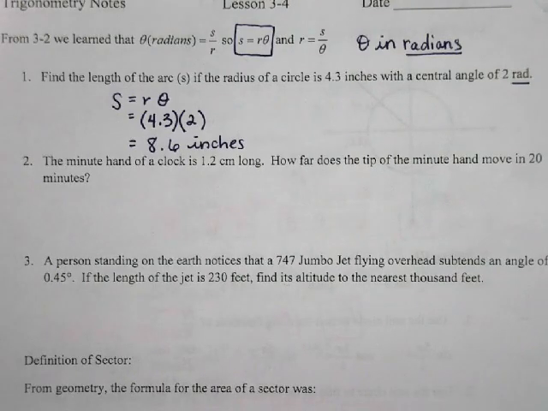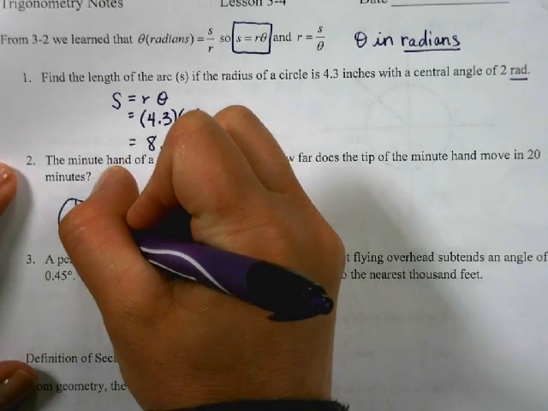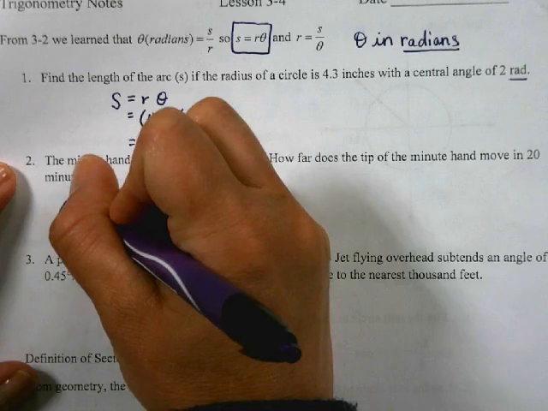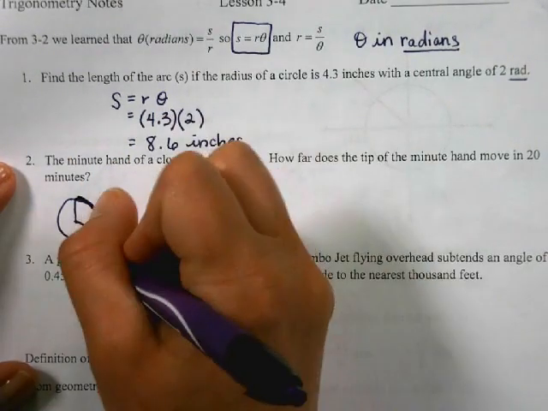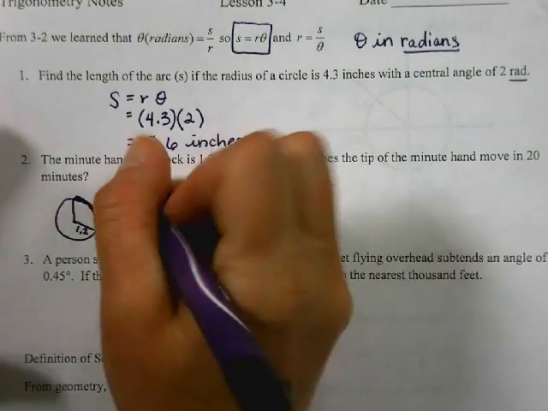Okay, number 2 there. The minute hand of a clock is 1.2 centimeters long. How far does the tip of the minute hand move in 20 minutes? Oh dang. Okay, let me draw you a picture. Here's my clock, right? Let's just say he goes from here to there. That's about 20 minutes. There's the tip. The tip is moving from here to here. And it's 1.2 centimeters. So did they give us an angle in radians? Did they give us an angle in degrees even? No, they didn't even tell us that, right? They said 20 minutes. Well, how much of a rotation in a clock is 20 minutes? A third, right? So we're going a third of a rotation in 20 minutes.